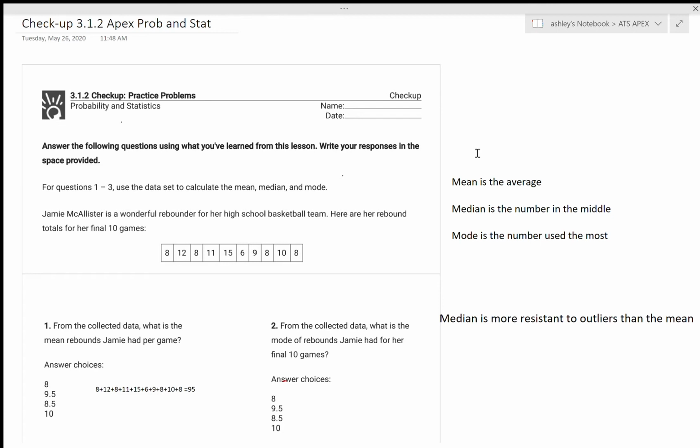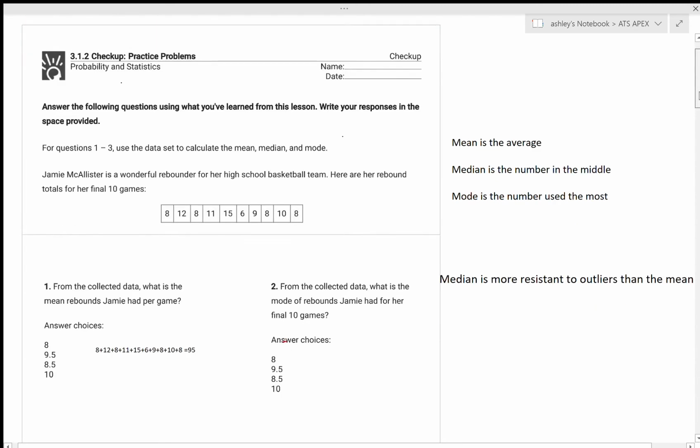So this section is all about your mean, median, and mode. Mean is the average of your numbers, so you add them together and divide by the total number. Median is the number in the middle, and mode is the number that is used the most. There will be a little note about this, but on your quiz, the median is more resistant to outliers than the mean. And I'll explain that after I do this first problem.